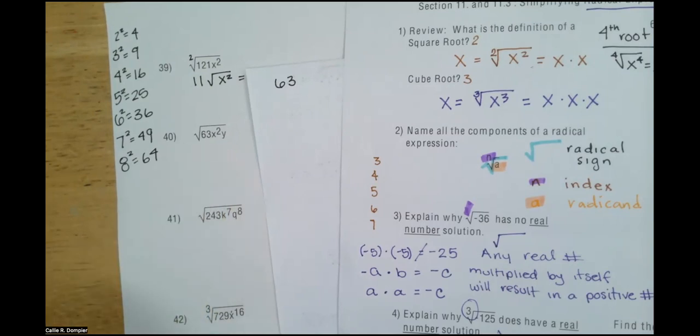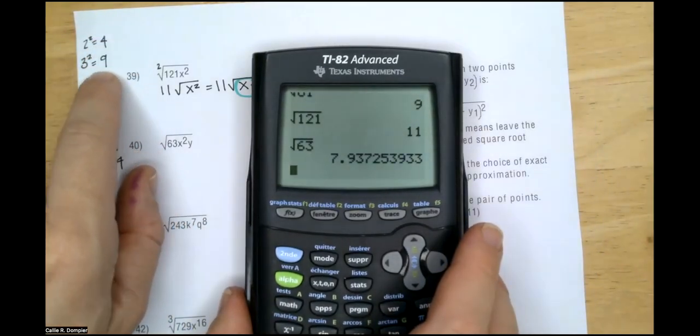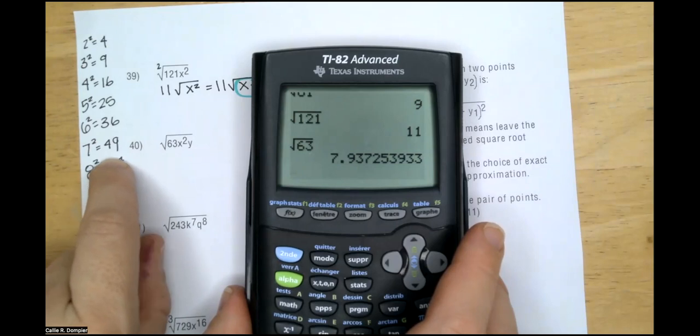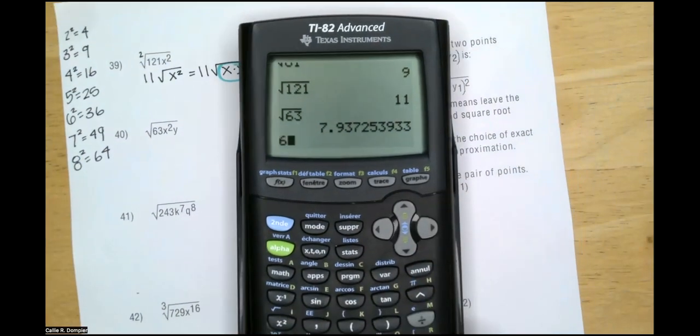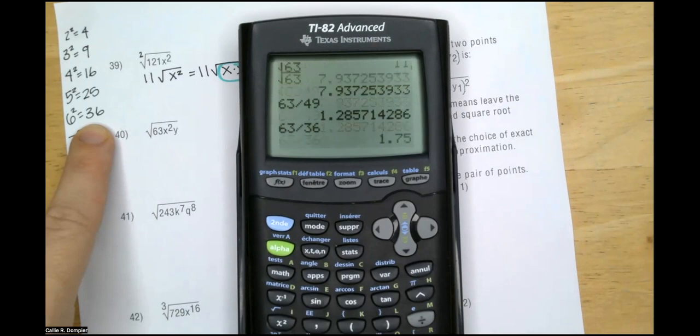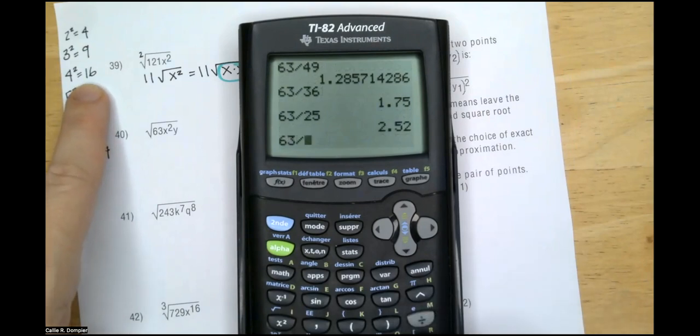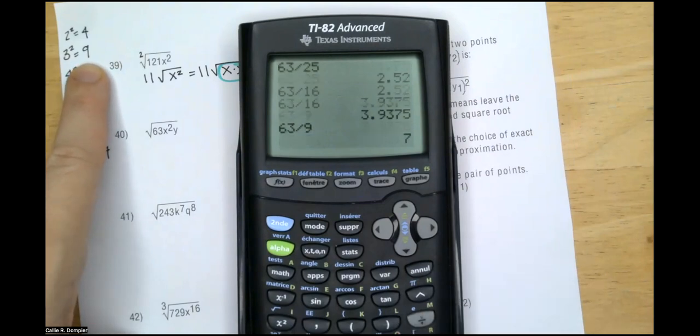Instead of making a big long factor tree and probably confusing you inadvertently in the process, I'm going to take 63 and see if I can divide it by 4, by 9, by 16, by 25, by 36, or by 49. You can start at the bottom or the top, whatever you want. 63 divided by 49, no. 63 divided by 36, no. 63 divided by 25, no. 63 divided by 16, no. 63 divided by 9. Yay.